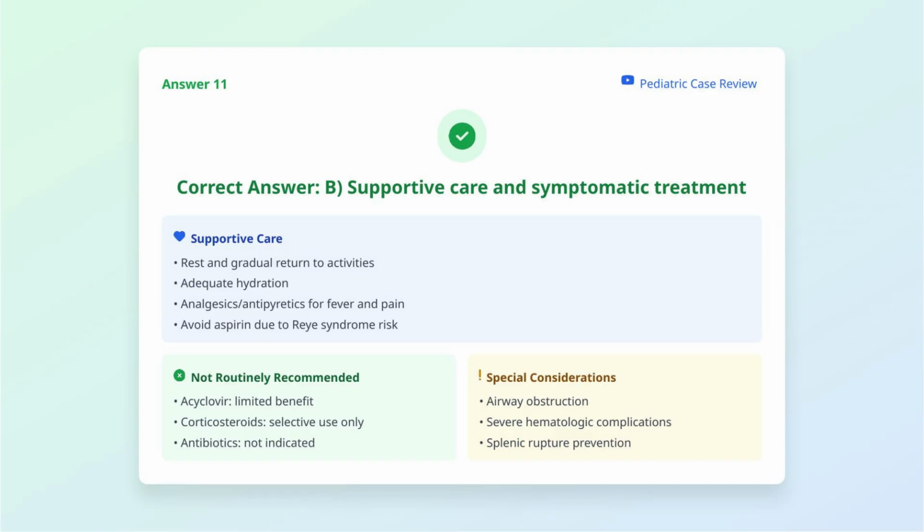Corticosteroids should be used selectively, not for all patients, primarily reserved for complications like airway obstruction or severe hematologic issues. Antibiotics are not indicated unless there is a concurrent bacterial infection. Special considerations include monitoring for airway obstruction, managing severe hematologic complications, and preventing splenic rupture through appropriate activity restrictions.